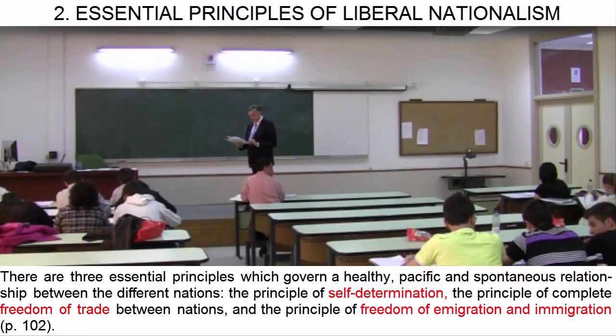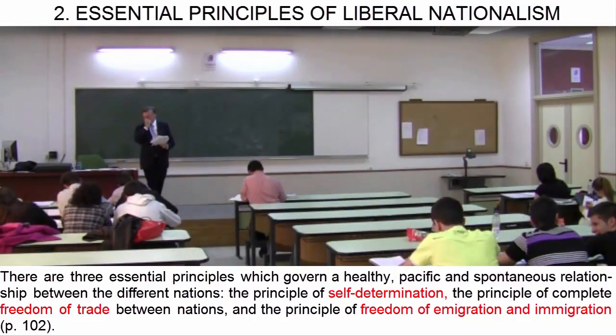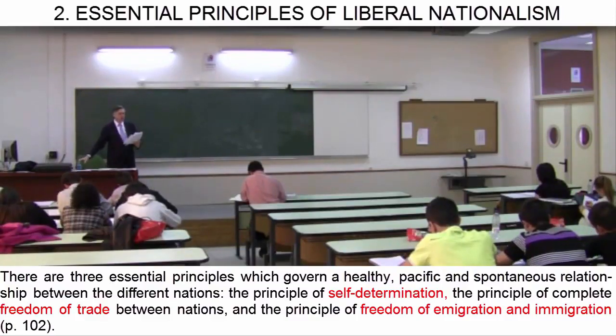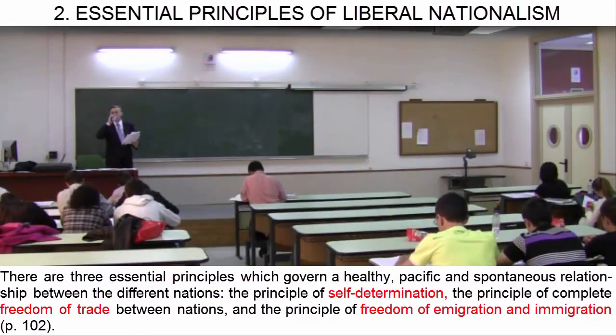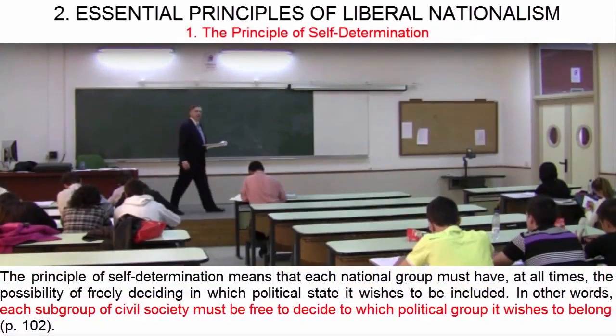And the third is the principle of freedom of emigration and immigration. A fourth principle, such as the existence of an international monetary system like the pure gold standard, could be added. Let us explore in a little more detail each of these principles. What does the principle of self-determination refer to?